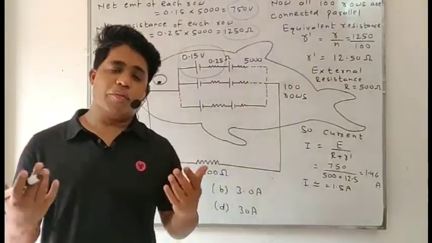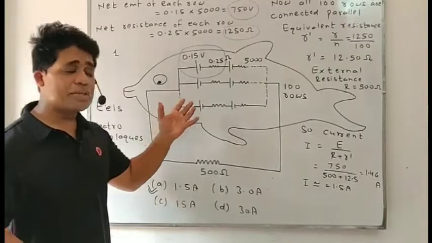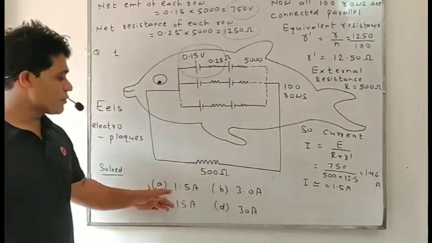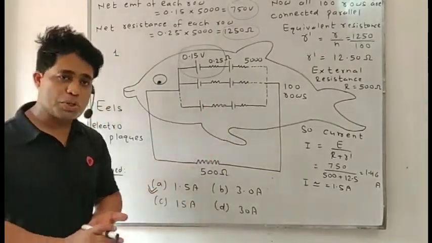So how much current is generated by the eel? It completes the circuit with the help of water, and that amount is 1.5 ampere. Understood, students?